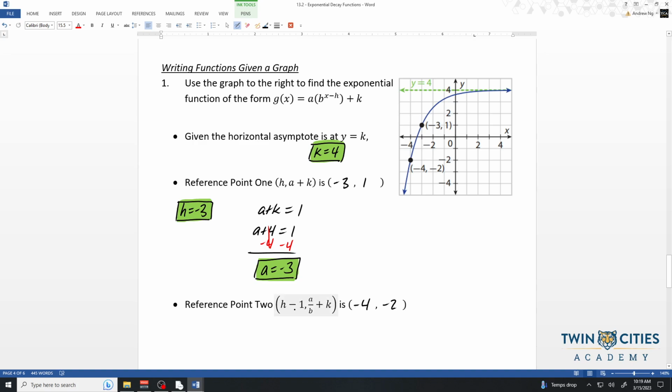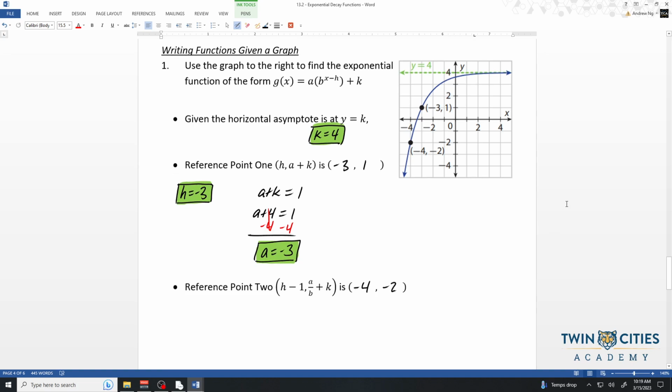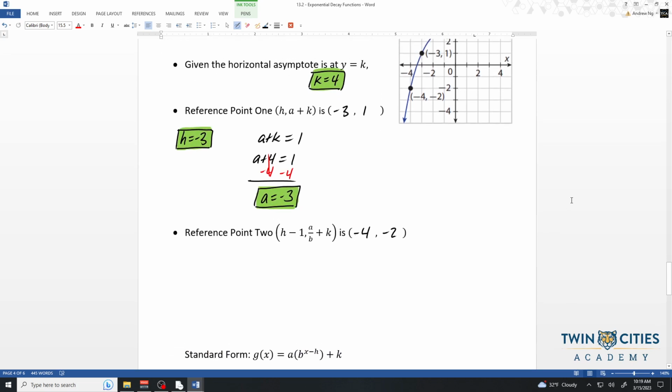And we've got h minus 1 comma a divided by b plus k. Now, normally I would say left equals left, right equals right, but if I do the left part, h minus 1 equals -4, that's just going to help us solve for h again. So that's not helpful. What is helpful is the right side. On the right side, I've got a over b plus k, so this is going to be equal to -2.